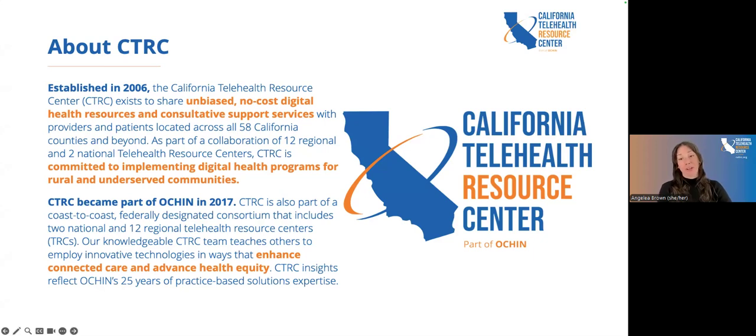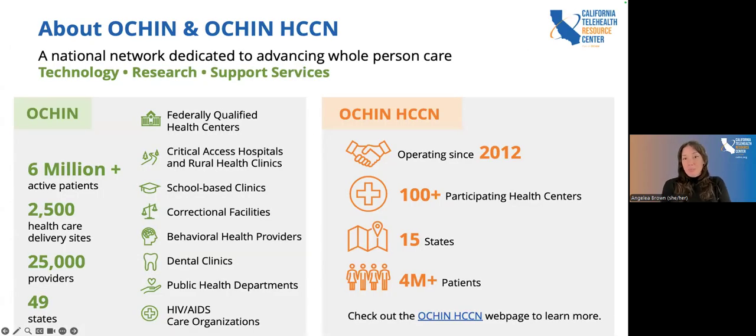CTRC has become part of OCHIN. That happened in 2017, and together they reflect 25 years of practice-based solutions expertise. OCHIN supports safety net health organizations and serves over 6 million patients in 49 states. The OCHIN Health Center Controlled Network, or HCCN, is the largest HCCN in the nation.